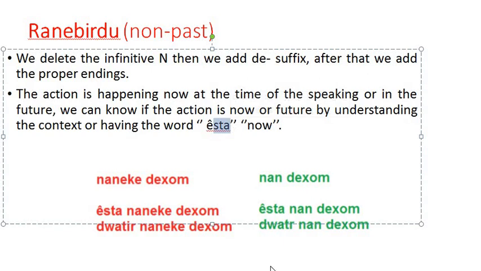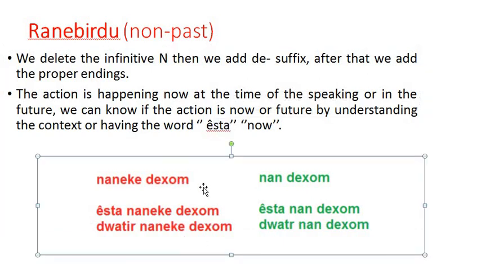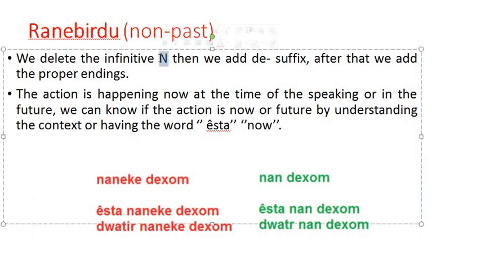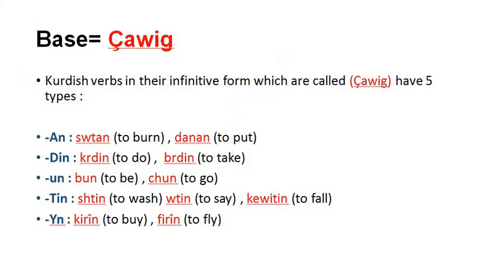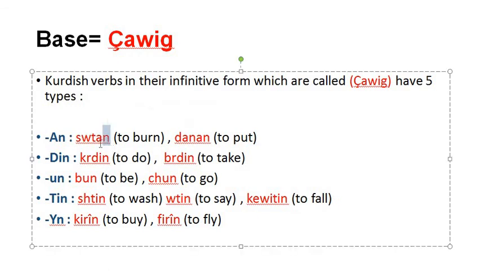Esta basically means now. For example, nanaka dakhom. Look, I have a mistake here. You are not only put the n away. You have to put n away and the second letter away as well. Like here, you have to put n away and you have to put a away as well. So you have the core of the verb, or we call it the regikat, basically means root of the verb. You use this part, you don't use this, but you use this part.